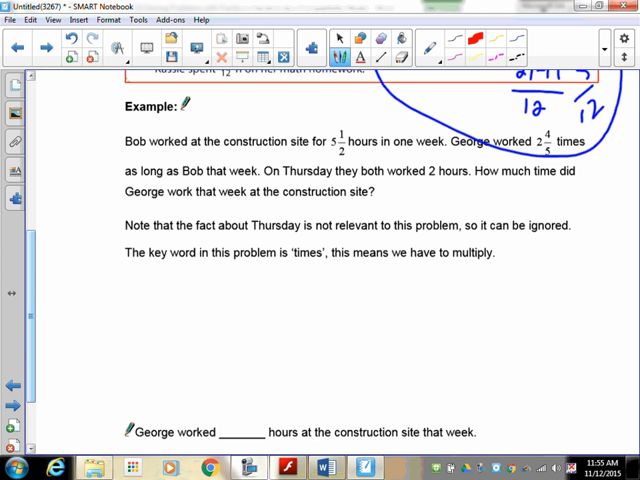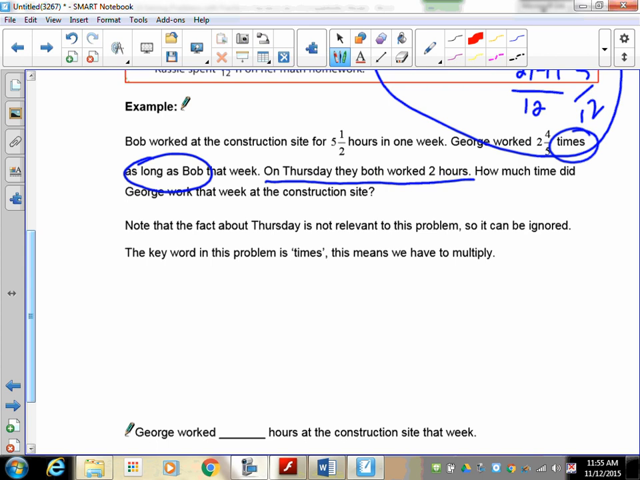Now, this particular question, and you're going to get a lot of them now, where they put in extra information that you're going to have to sift through. You're going to have more information than you need to solve the question, and your job is to decide what you need to use and what you need to put aside. In this case, the fact that they both worked 2 hours on Thursday is irrelevant, and it can be just ignored. The key phrase in this is right here, times as long as Bob. So we need to multiply.